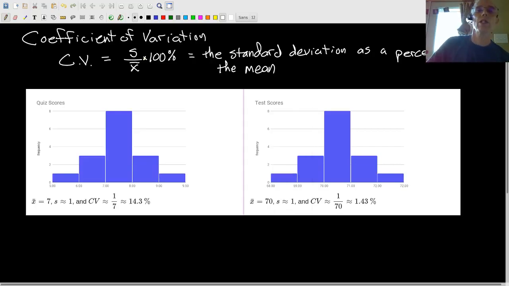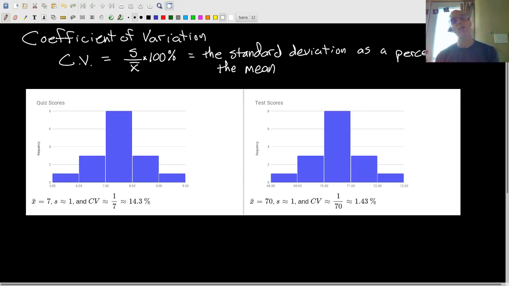Coefficient of variation. So it's another measure of spread. Since the standard deviation is meaningless without the mean, with the coefficient of variation, what we do is we take the standard deviation, divide by the mean, so it's a measure of the standard deviation as a percent of the mean. And here's an example to think about it.